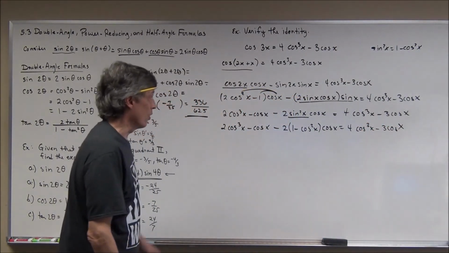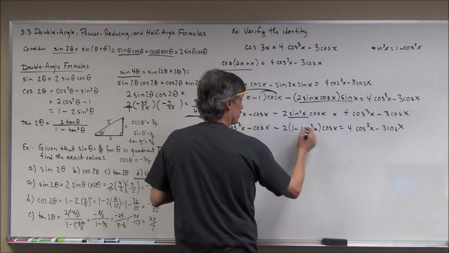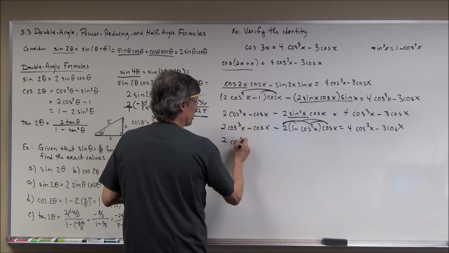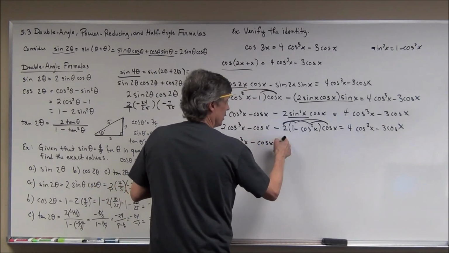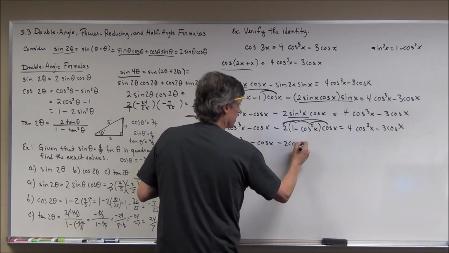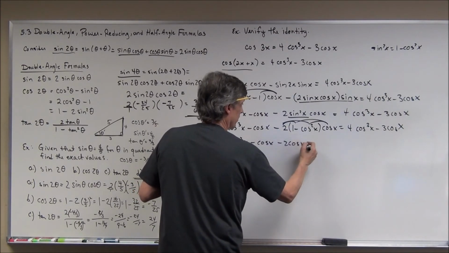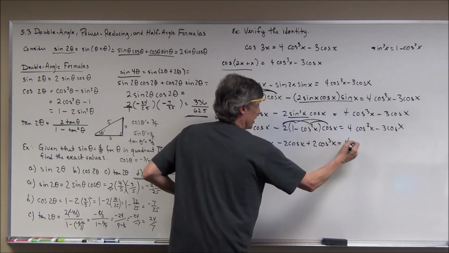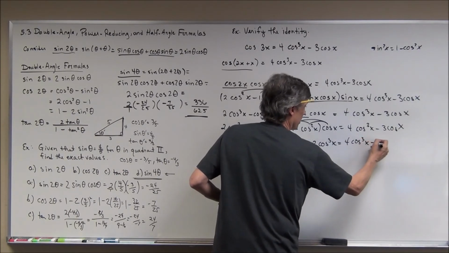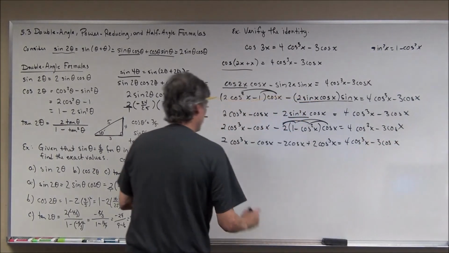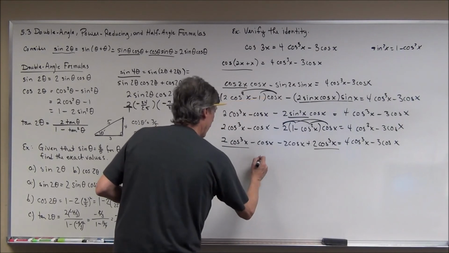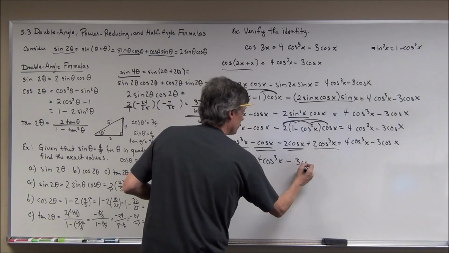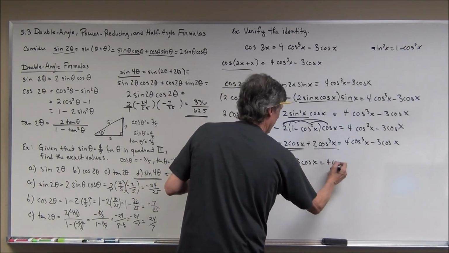All right, now over here on the right side, I'm going to multiply through by 2 and by cosine of x. So I have 2 cosine cubed x minus cosine of x minus 2 cosine of x, negative times negative, plus 2 cosine cubed x. And I'm thinking I've got this one on the run. I have some like terms. That's 4 cosine cubed x minus 3 cosine x, and that's exactly what I wanted it to be.